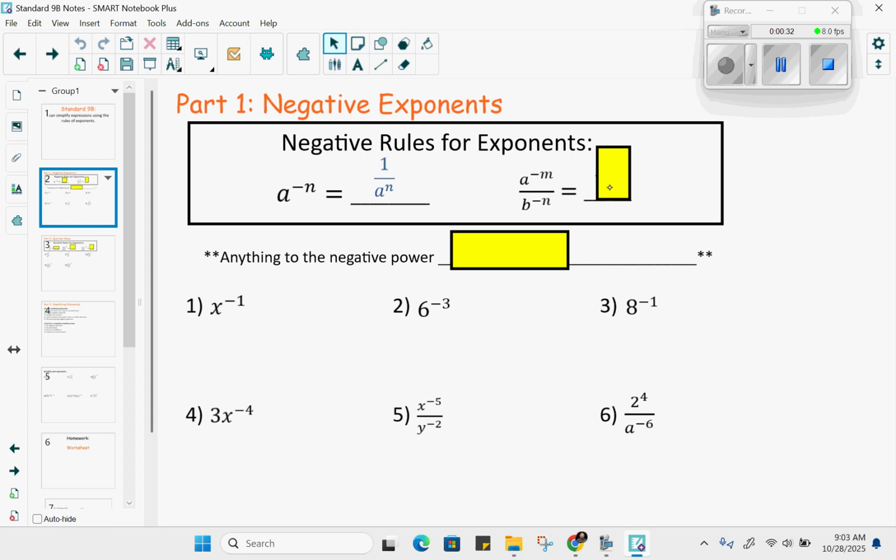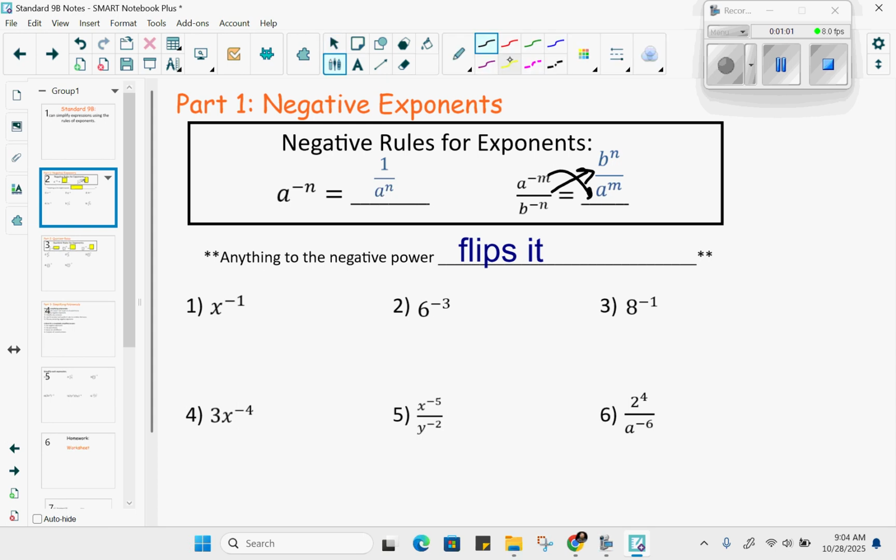Here, a to the negative n and b to the negative n are going to turn into b to the n and a to the m, right? It flips, right? They move to the other side. Can you see that here? This one goes up there. That one comes down here, all right? So anything in a negative power flips it.